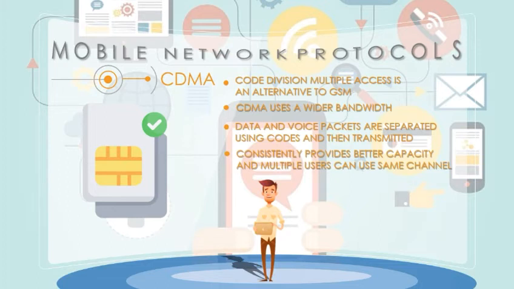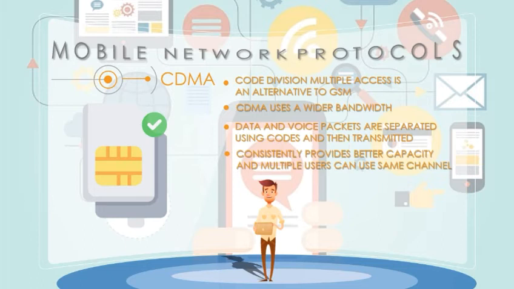CDMA uses a broad spectrum, which means it has a wider bandwidth. It uses a broad spectrum of electromagnetic waves for signaling with a wider bandwidth. This allows multiple people on multiple cell phones to communicate over the same channel. So that is the specialty of CDMA. Then data and voice packets are separated using codes and then transmitted.